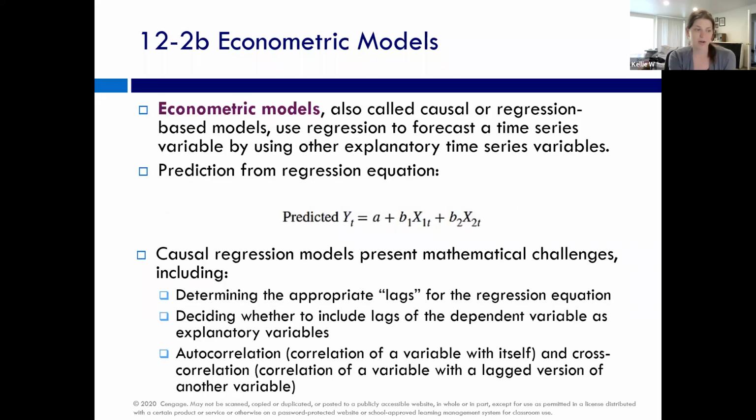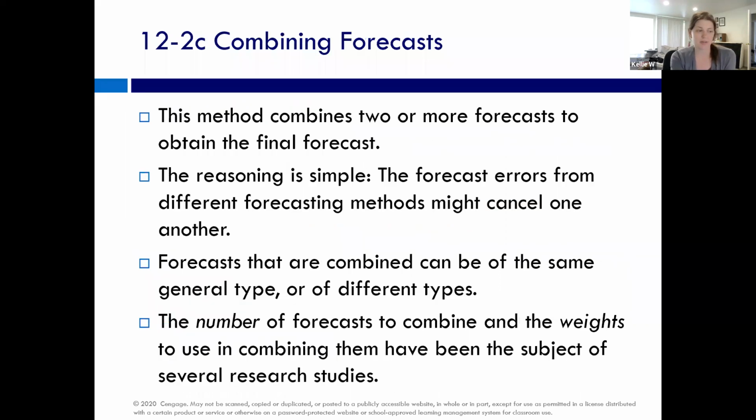Econometric models are also causal or regression-based models. Use regression to forecast a time series variable by adding in other explanatory time series variables. We do not get into this mathematically. This gets very complicated. We have lags for the regression equation, whether they're dependent or explanatory variables. We have autocorrelation and cross correlation and all these kinds of things. So mathematically, this becomes a nightmare, and we're just going to skip right over that.